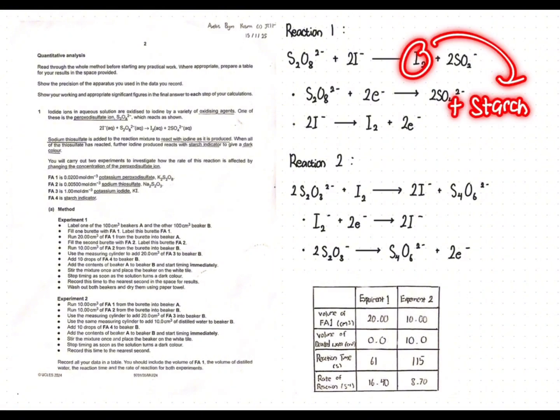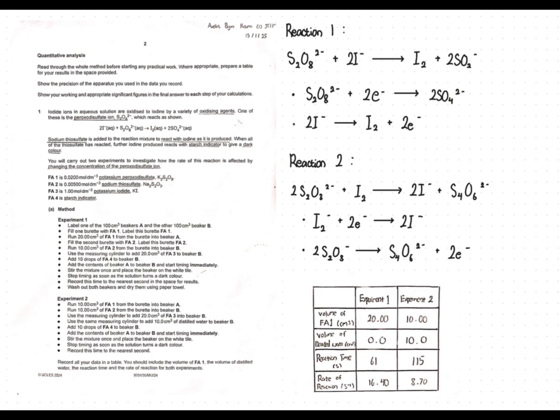In conclusion, the time it takes for the solution to turn dark blue corresponds to the point at which all thiosulfate is used up, which also depends on the rate of the first reaction and the concentration of peroxysulfate ions. In the first experiment, we used a higher concentration of potassium peroxysulfate compared to the second experiment, and it resulted in a quicker time for the solution to turn dark blue. Hence, a higher concentration of peroxysulfate ions results in a faster rate of reaction.